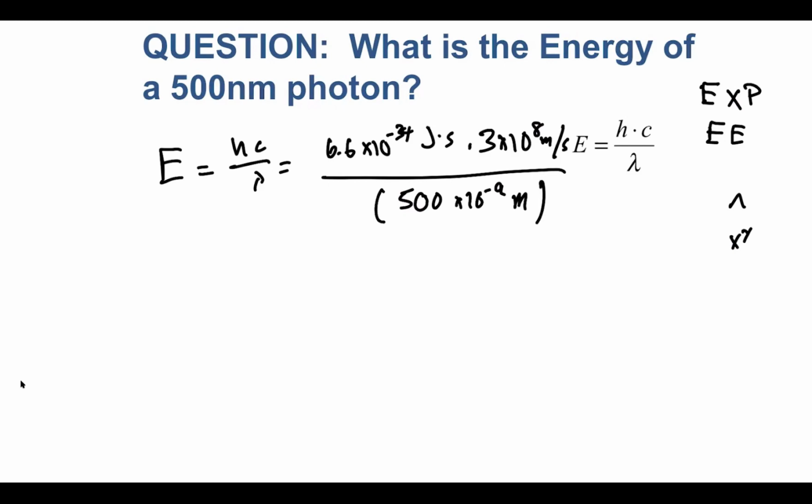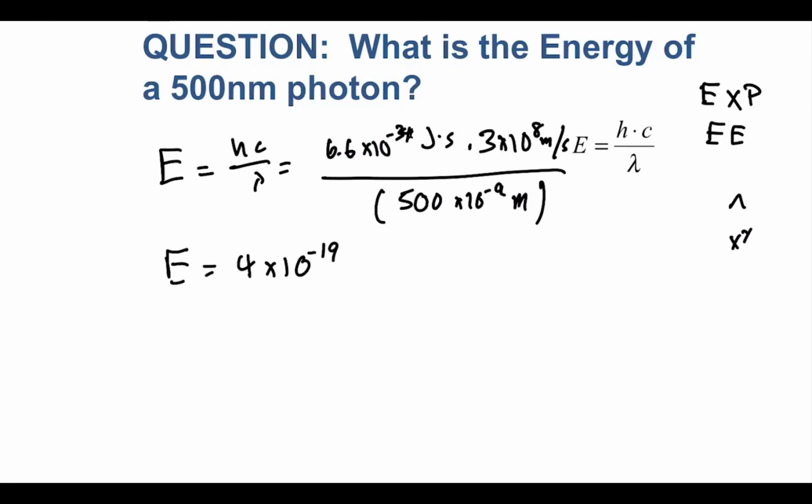If you use the EE or EXP button on your calculator, you don't have to worry about parentheses. It will know 500 EE negative 9 is a single number, and that you should divide all of this by that single number. So use your EXP and EE button, learn how your calculator works, and it's very important. So plug it into your calculator. What do you get? You get E is about 4 times 10 to the negative 19.